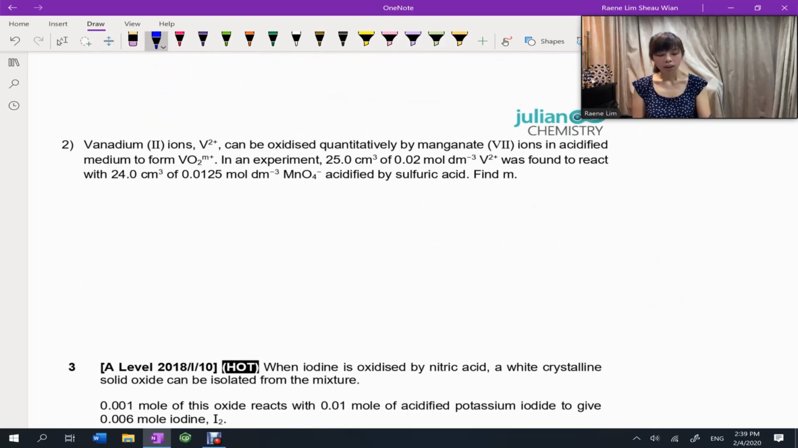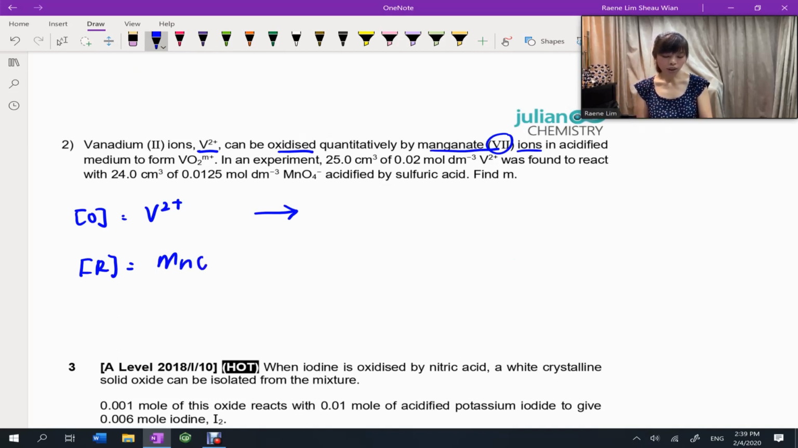Last 2 questions. Vanadium 2+ can be oxidized. So they tell me vanadium 2+ can be oxidized by permanganate, MnO4-. You need to know this, okay? These are the prerequisites that you need to know: MnO4- in an acidified medium to form VO2 m+. So they told me the product, but m is unknown. So we have to solve for m.